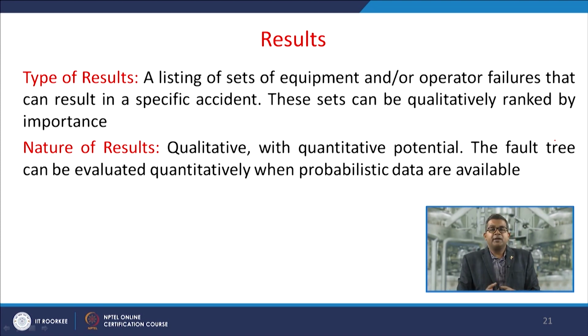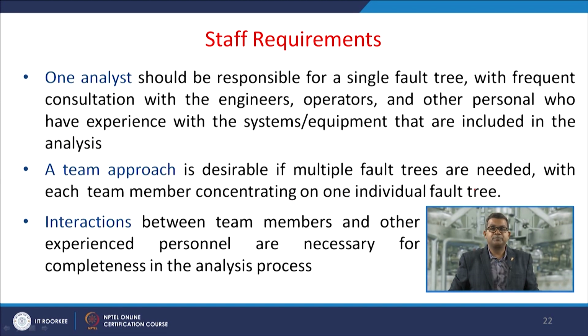Now let us have a look at the results. There are various types of results. One mode is a listing of sets of equipment or operator failures that can result in the specific accident. These sets can be qualitatively ranked by importance. The nature of the result is qualitative with quantitative potential. This fault tree can be evaluated quantitatively when probabilistic data are available. So this is the foremost requirement, that you must have all these data with you.